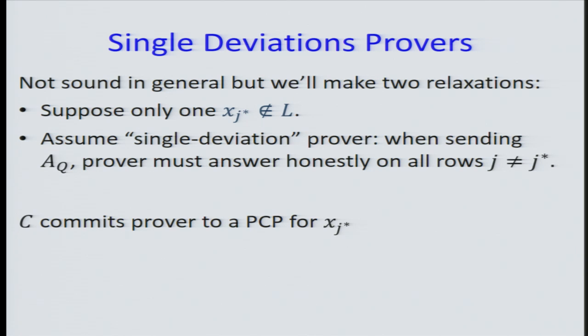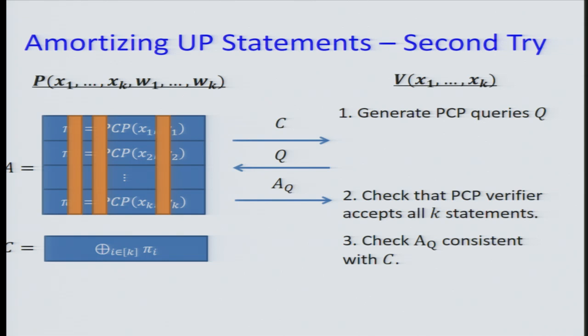So in this situation, let me go to the picture because the text is messed up. The prover sent over, in the first round, the checksum C. What I want to argue is that this checksum, in a sense, really commits him to a PCP for the false statement. What would that PCP be? Just take C and XOR C with the correct PCPs for all the other statements. And that defines an alleged PCP for the false statement.